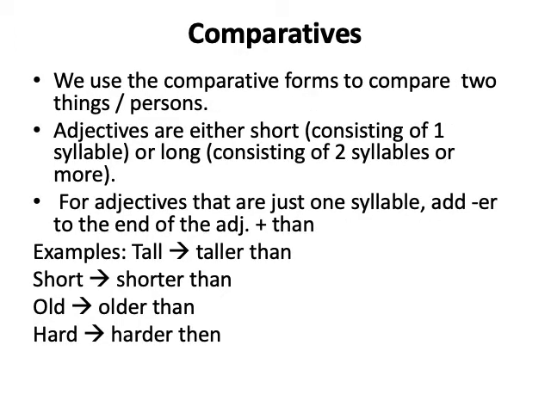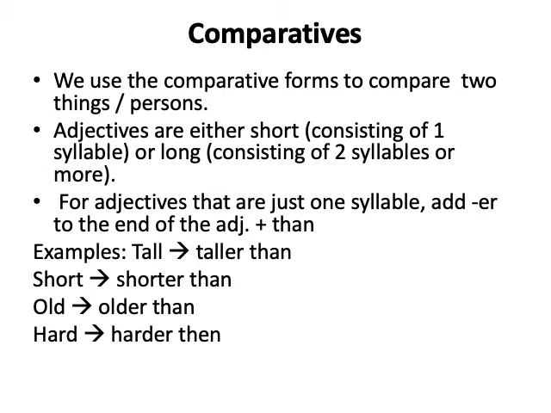أول حاجة, let's start with the comparatives. We use the comparative forms to compare two things or persons. We can compare objects, say for example, this book or my book is heavier than yours. ممكن compare persons, say the boy is taller than the girl, for example. Okay.